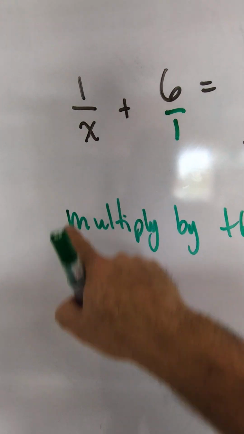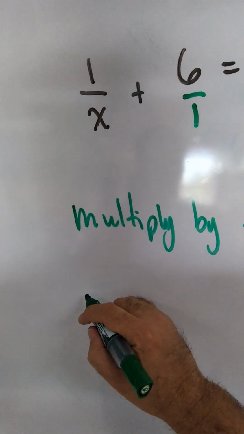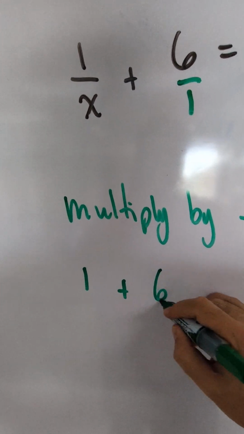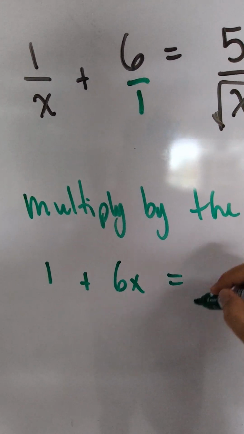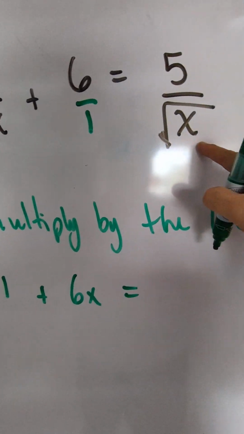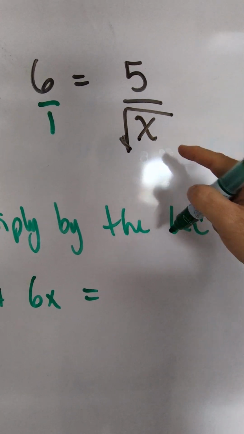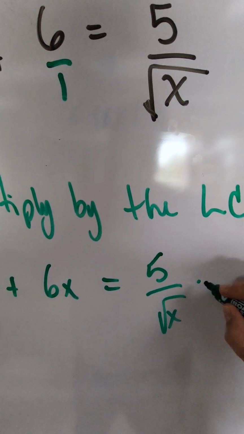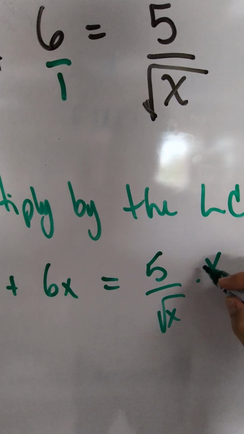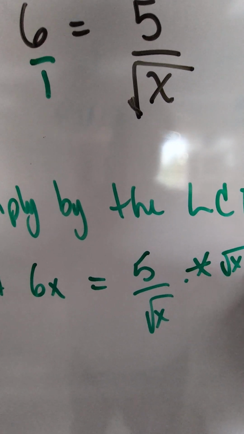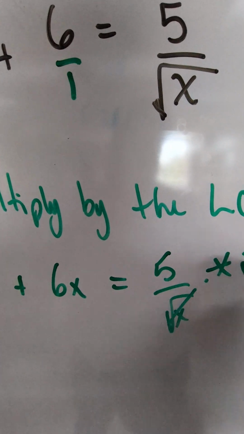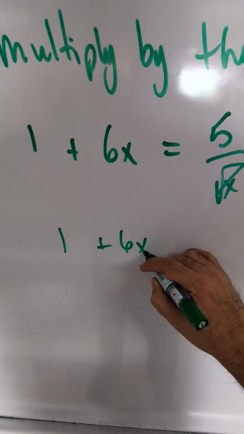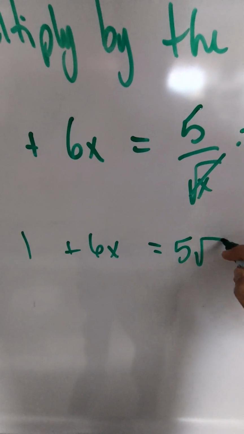So 1 over x times x is 1, plus 6 over 1 times x is 6x, equals 5 over square root of x times x. Well, x really is square root of x times square root of x. So one of these cancels, and we have 5 square root of x. So we have 1 plus 6x equals 5 square root of x.